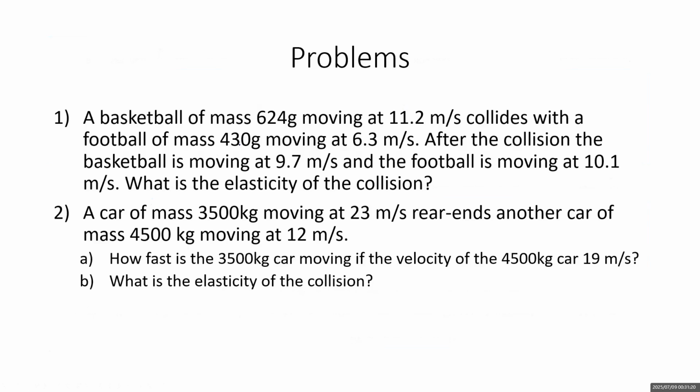A basketball of mass 624 grams moving at 11.2 meters per second collides with a football of mass 430 grams moving at 6.3 meters per second. After the collision, the basketball is moving at 10.7 meters per second, and the football is moving at 10.1 meters per second. What's the elasticity of the collision?